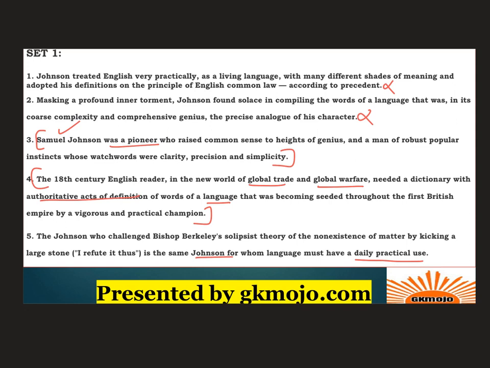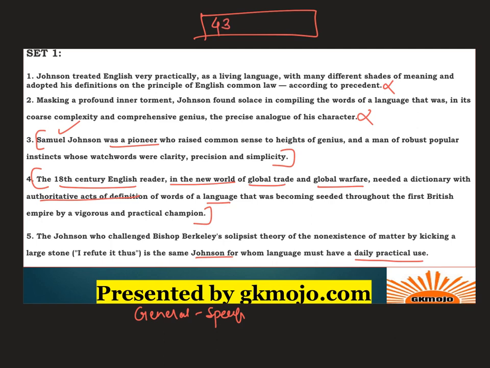And you must remember, I had given you a rule: we move from general to specific whenever we are in a dilemma. So this is a very general sentence about the 18th century English reader in the new world of global trade. They are saying why we needed a dictionary with authoritative definitions of words. The rest of the sentences are about Samuel Johnson, who is introduced in sentence number three. So basically, if I have to place the sentences, I would definitely go for four first and three following it.